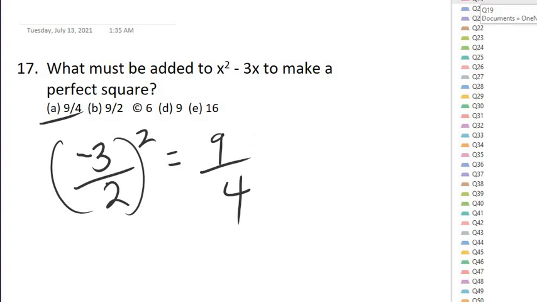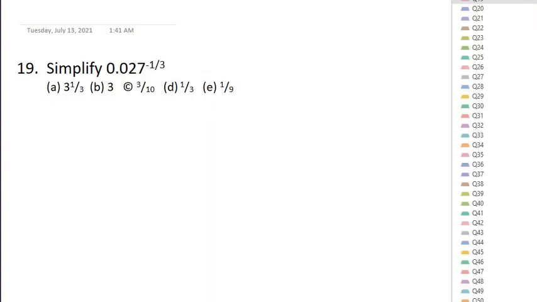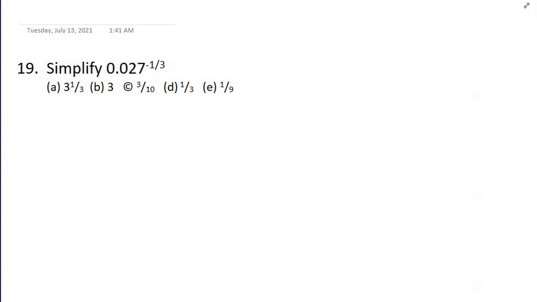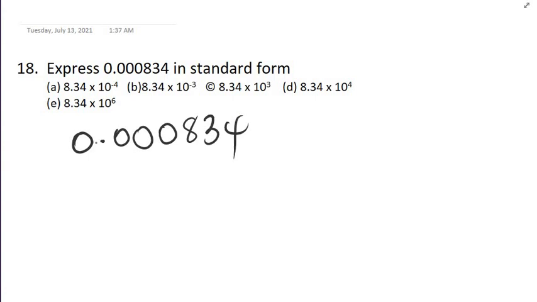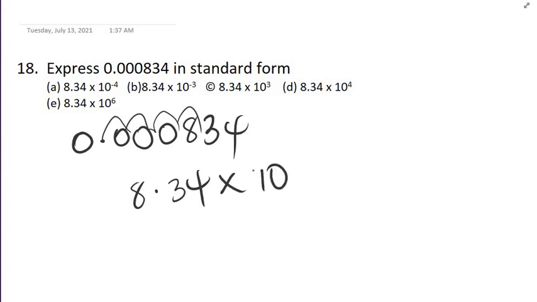So question 18. We are made to express in standard form 0.000834. Just move the decimal until you get to the first digits: 1, 2, 3, 4, giving 8.34. I move 4 places, so it is 8.34 times 10 raised to power minus 4. Because I move 4 places to the right, that's why it's minus. If it's 4 places to the left, it will be 10 raised to power 4, no minus. So the right answer is A.